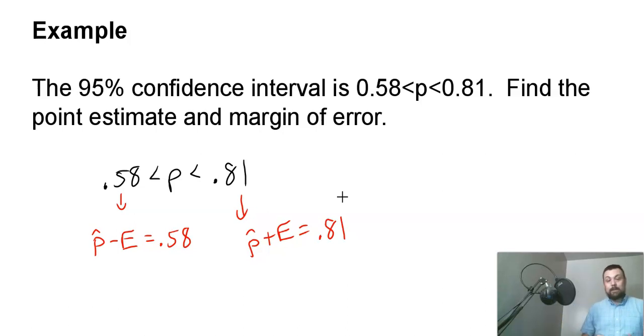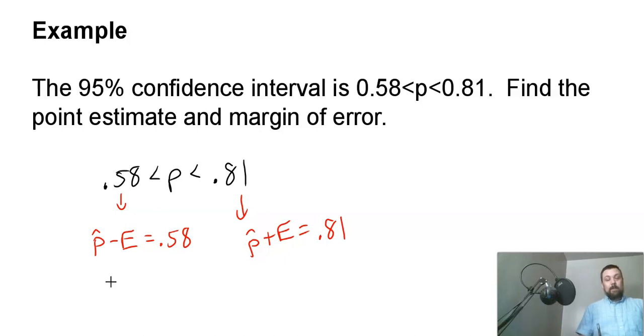And guess what this is? This is a system of equations. This is algebra. This is college algebra again. So how do we solve this system of equations to find the value of these two variables? Well, the quickest way is to notice that this has a minus e, this has a plus e. So if I add those two equations together, the e's cancel out, and then I can solve for p-hat, right? So that's what I'm going to do here.